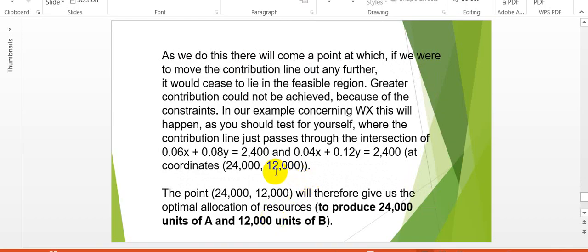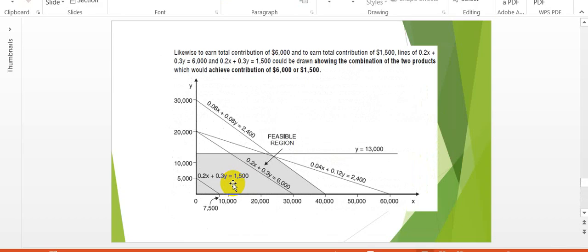We're saying our y is 12 and our x is 24. So y is somewhere there, and our x somewhere there. So that's that point somewhere there. So that concludes our session on linear programming.